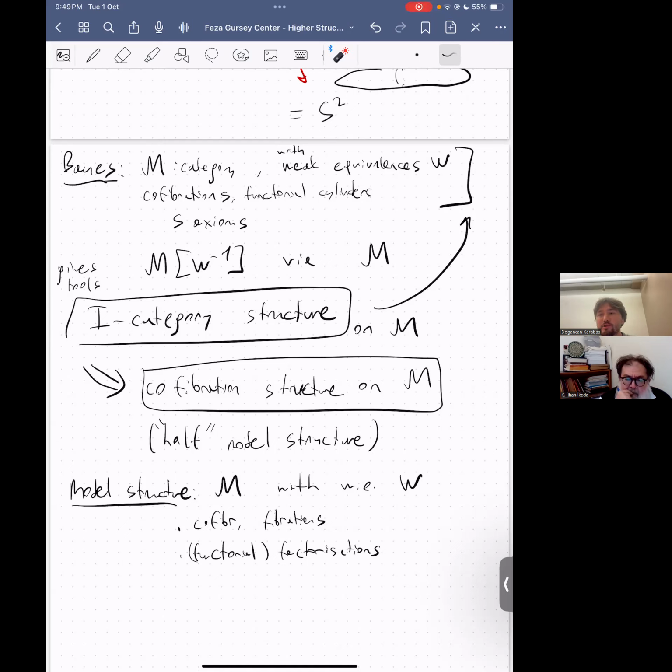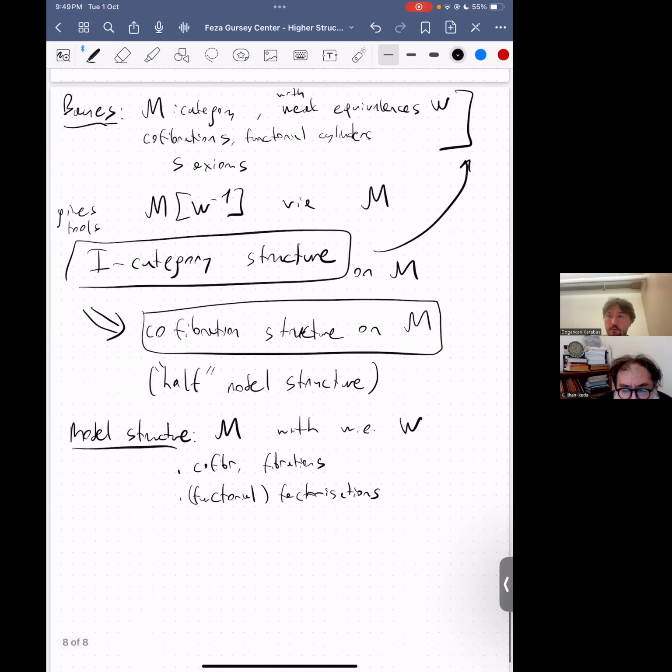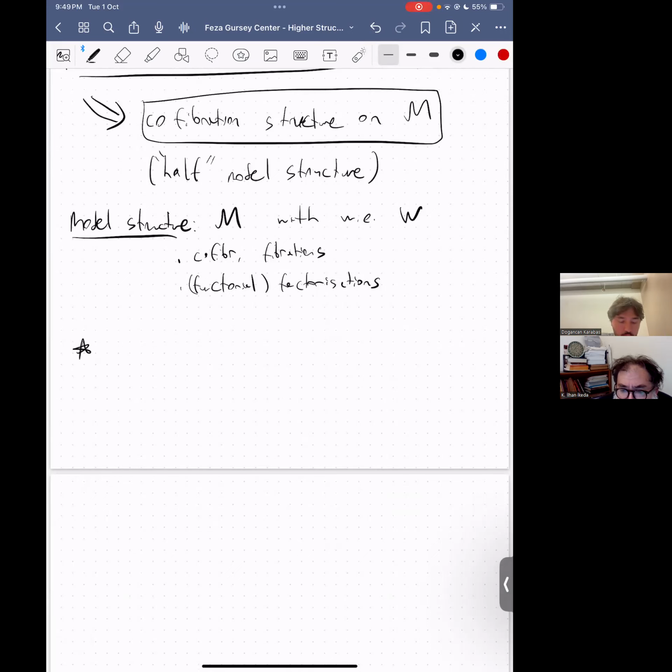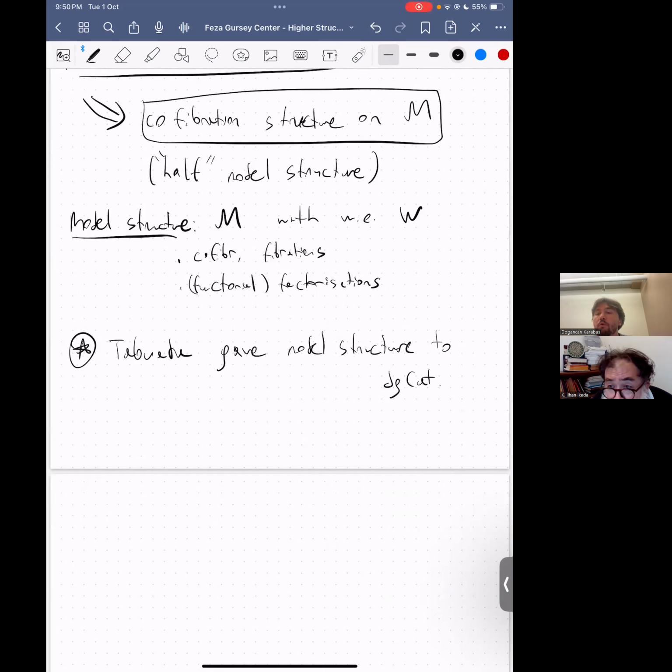And our structures define left-right things with cofibration structure. So that's what we give to DG categories in our case. One other remark is that Tabuada actually gave, of course, a model structure to DG categories. So why are we defining again? Their model structure is good for many purposes, but not good for computations.